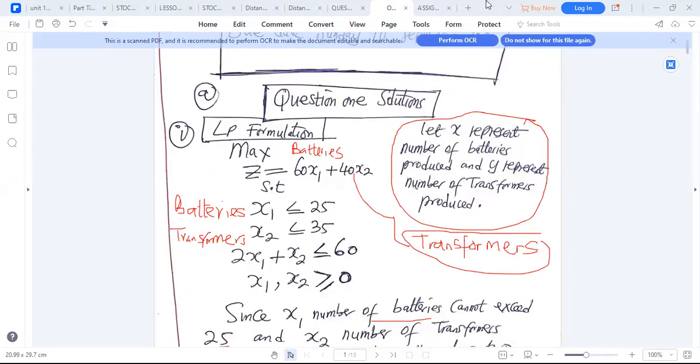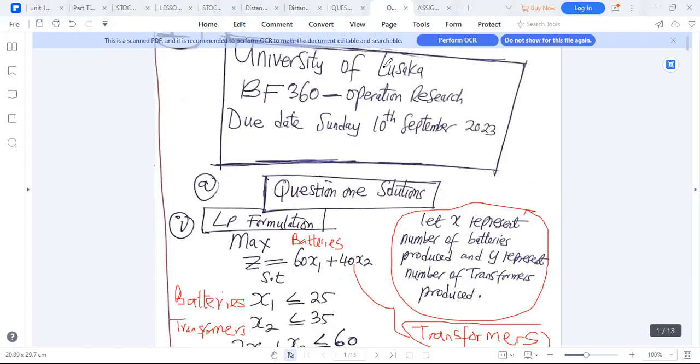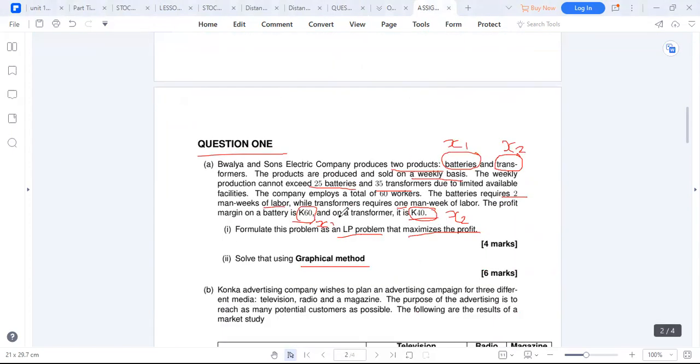So from here now, we can solve and find how many batteries and how many transformers. From the question, we are simply saying we need to formulate and find how many batteries and transformers we will require to produce in order to maximize our profit. Of course, we know the battery profit is 60, transformer profit is 40.